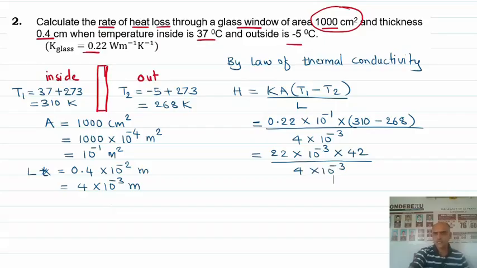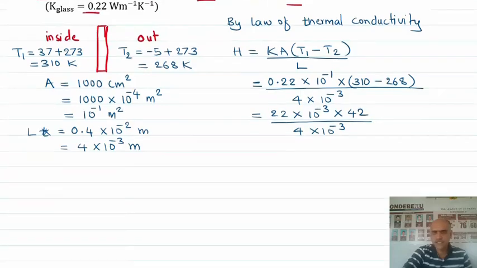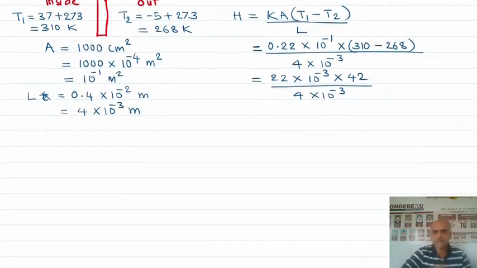Now 10 raised to minus 3 and 10 raised to minus 3, what happens? They cancel. 10 raised to minus 3 gets cancelled. So 22 into 42 divided by 4. You will get 231. So 231 is the rate of heat flow, and the unit is joule per second. Joule per second. Clear? So for 5 marks you will be asked this.